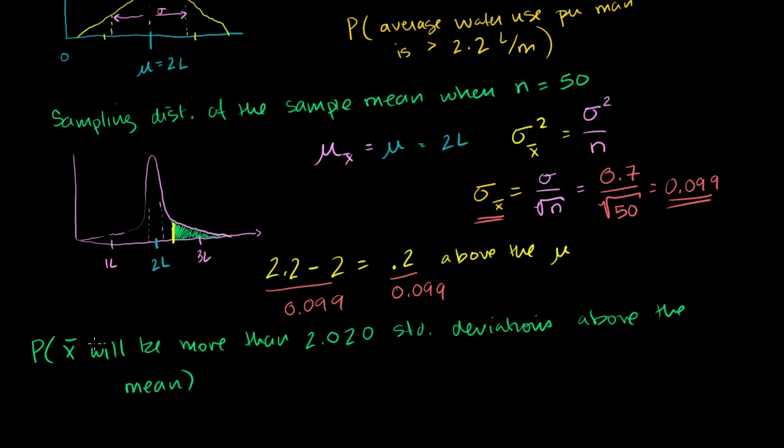And here we just have to look up our z-table. Remember, this 2.02 is just 0.2 divided by 0.099. I just had to pause the video because there's some type of fighter jet outside or something. Well, anyway, hopefully they won't come back.